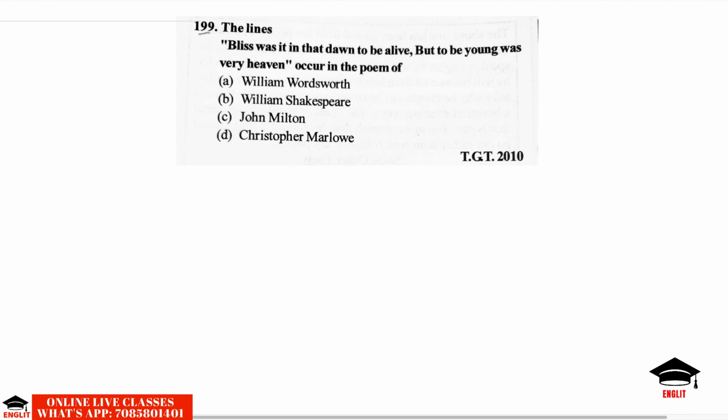Next question. The lines "Bliss was it in that dawn to be alive, but to be young was very heaven" occur in the poems of William Wordsworth, William Shakespeare, John Milton, Christopher Marlowe. So it is a simple question. It is in the poem of William Wordsworth. The answer is quite easy as we are dealing with William Wordsworth in this lecture. So this line occurs in the poem of William Wordsworth, but the important thing is not that William Wordsworth composed this line, but where it was composed.